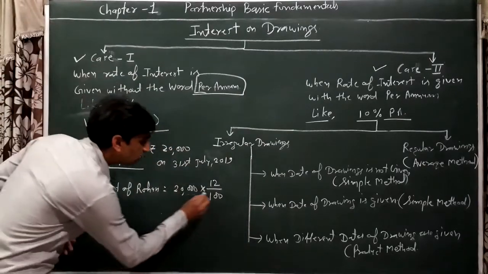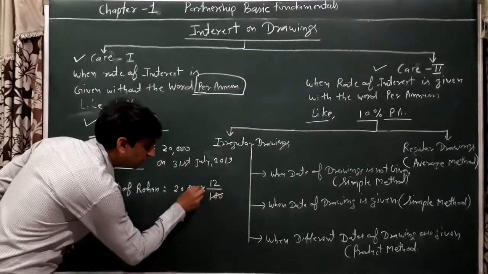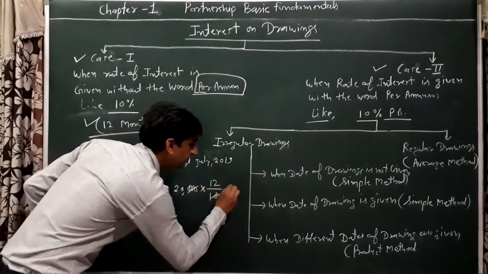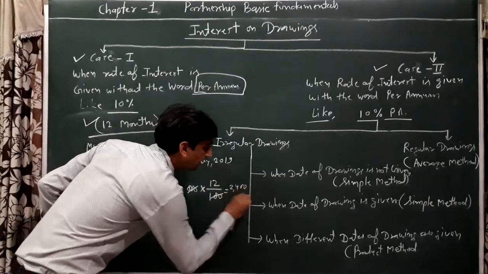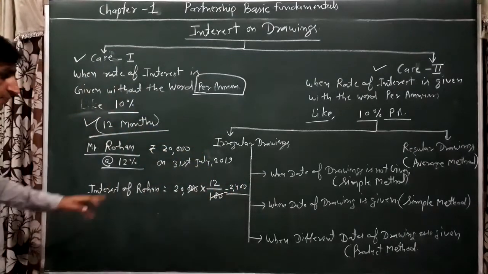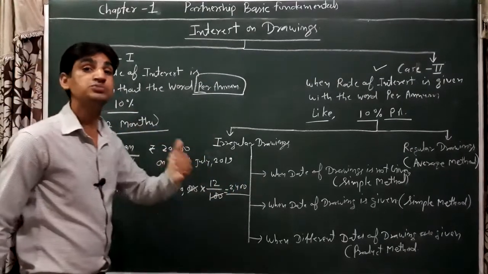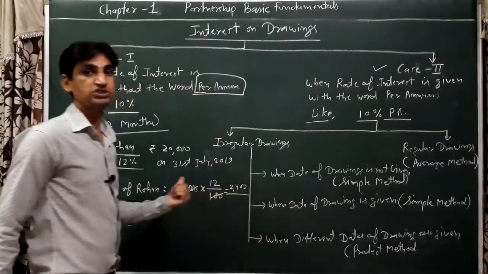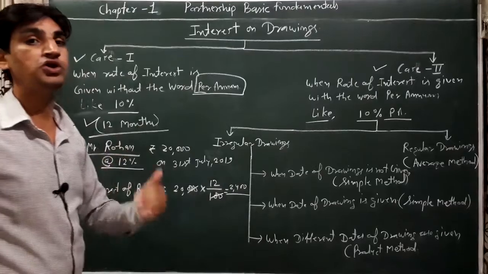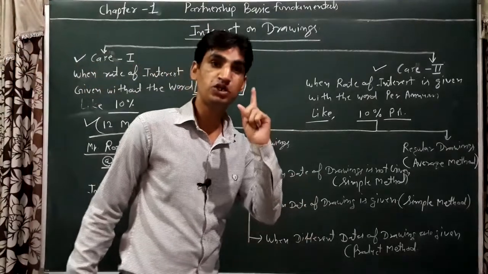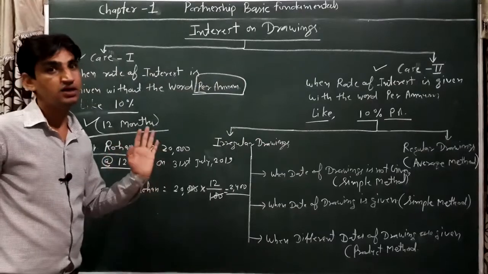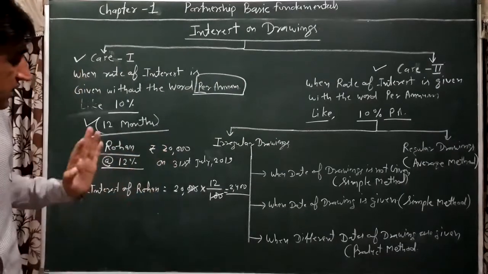So here 20,000 by 100 multiplied by 12, your answer will be 2,400. Is it clear? No matter how many months the amount is used by the partner, in such a situation interest on drawings will always be calculated for 12 months. I hope you understood this point completely and properly. Is it clear?